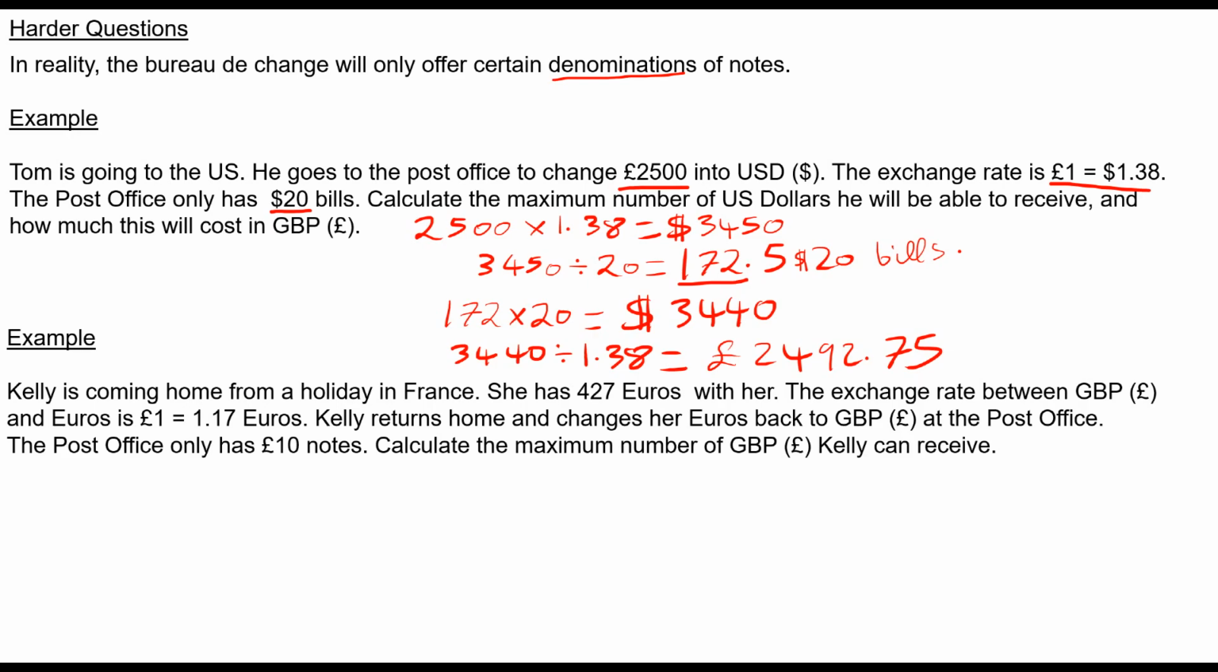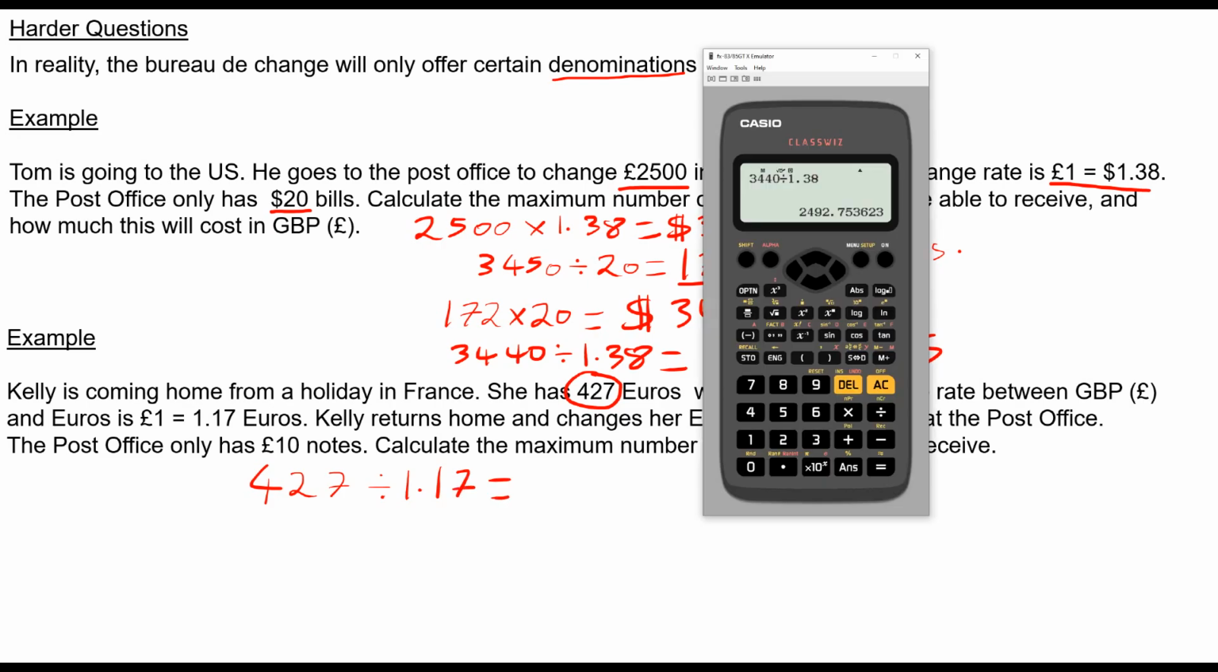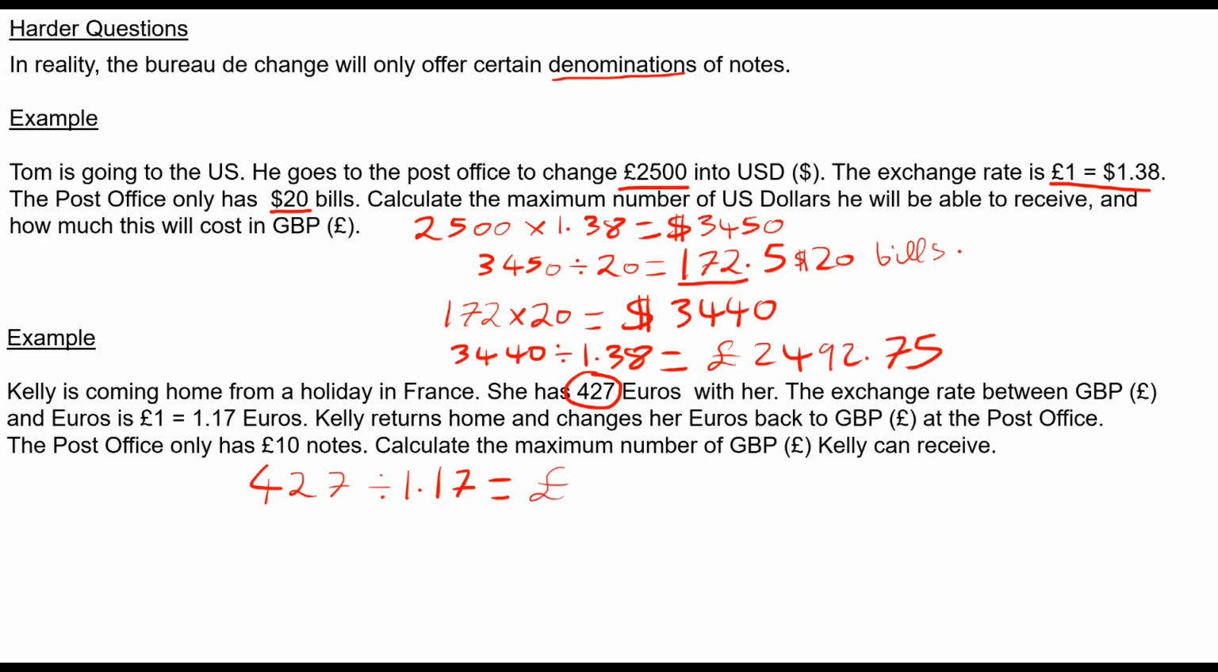The next example, Kelly is coming home from holiday in France. She has €427 with her. The exchange rate is given, and we want to work out the maximum number of pounds that Kelly can receive. So first of all, let's change those euros back into pounds. So we need to divide by 1.17. That gives us £364.96.